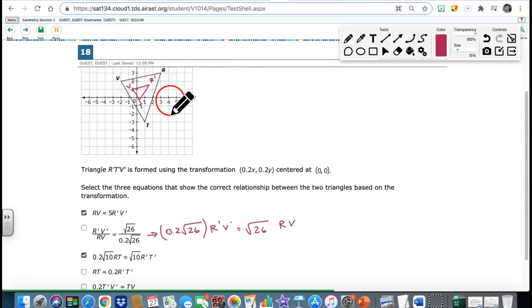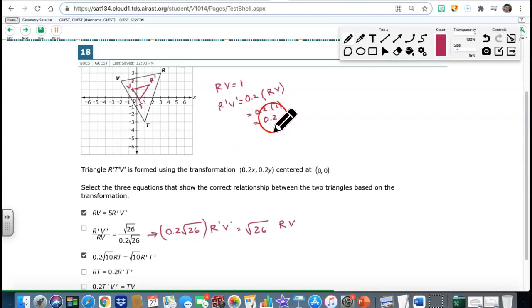Let's pretend that this segment on the top, RV, is 1. Just pretend. Do you think R prime V prime is going to be bigger or smaller? It's obviously smaller because my scale factor is 0.2. So how do I do it? I take my scale factor and multiply times my RV, because it's the scale factor times my original. But my original is 1, therefore my little one is 0.2.